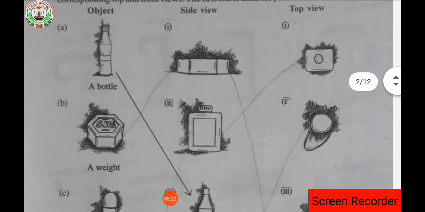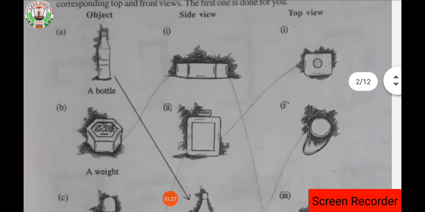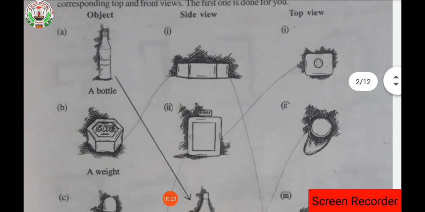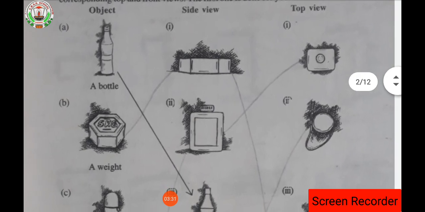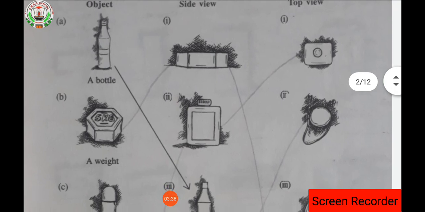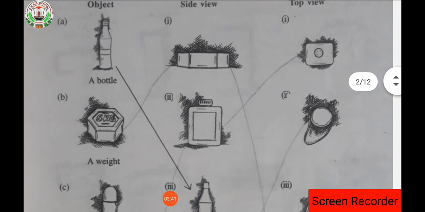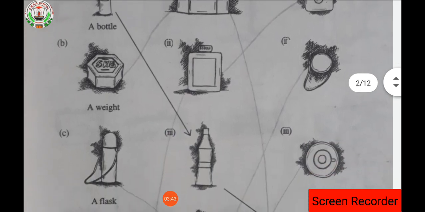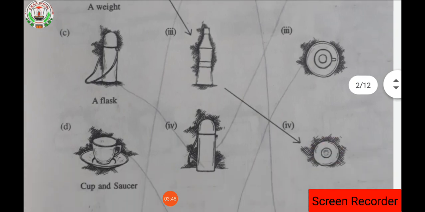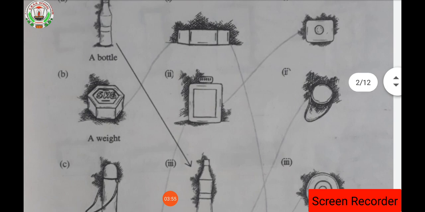Here the objects are given: a bottle, a weight, then a flask. The side view is given as well as the top view. For the bottle, you have to see the picture and imagine the side view of the bottle as well as the top view of the bottle. The bottle's side view will be like this and its top view is the cap, the cap of the bottle will be like this, isn't it? So it is already matched in the question. Please try to match with your own.